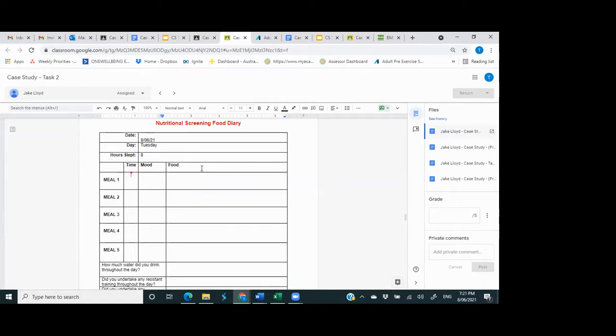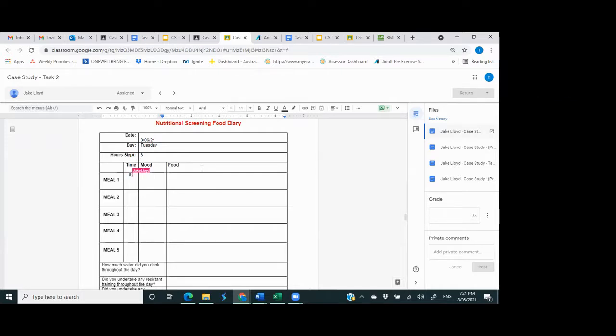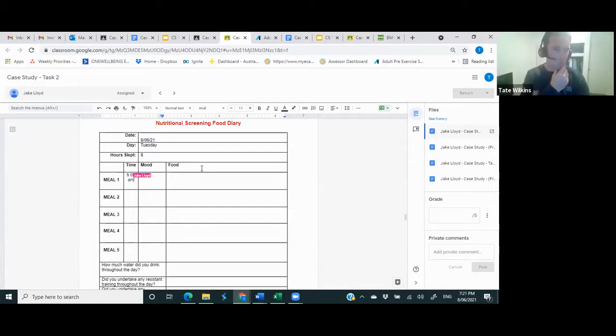Meal times. What time did I start this morning? I think I had a bowl of Weet-Bix. 6 would have been 6 a.m. You can put down for mood. You can put down okay for all of it.